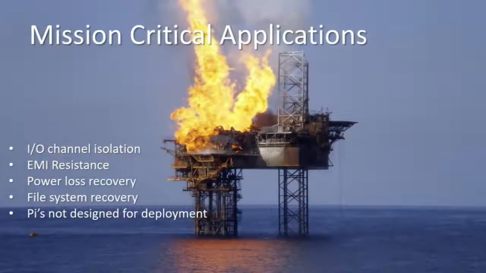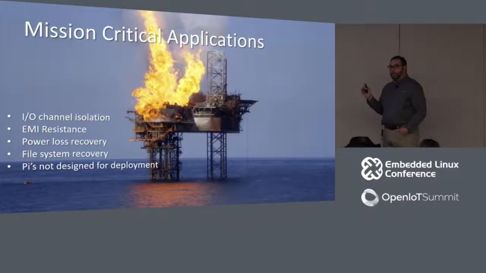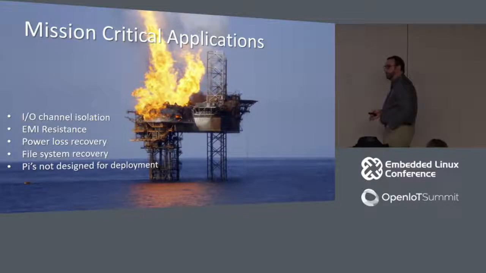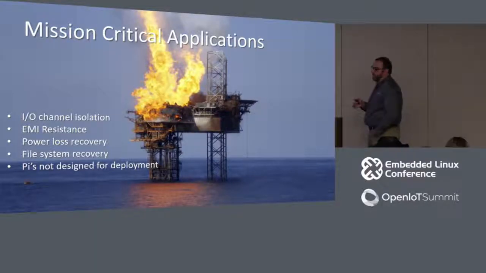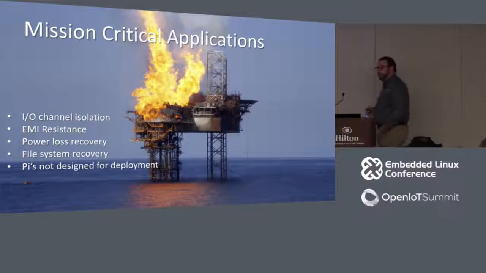So to combat those mission critical applications, there's a whole bunch of stuff that gets installed or developed into industrial systems, like I/O channel isolation, which is where if a piece of the control system blows up, it won't take down the entire rig. We have EMI resistance because we're switching really high loads of electricity. We've got file system recovery. So let's say your Raspberry Pi, for whatever reason, loses power. Are you 110% sure that it's going to boot up without some file recovery issue every single time?